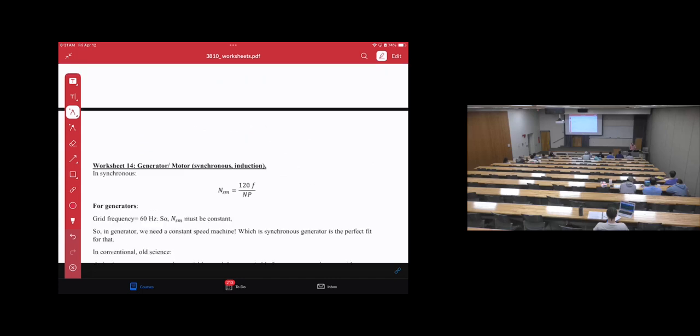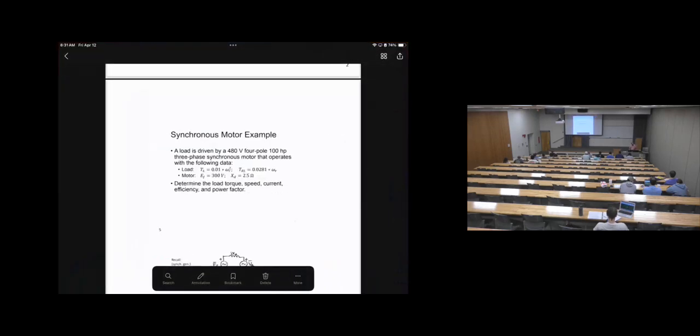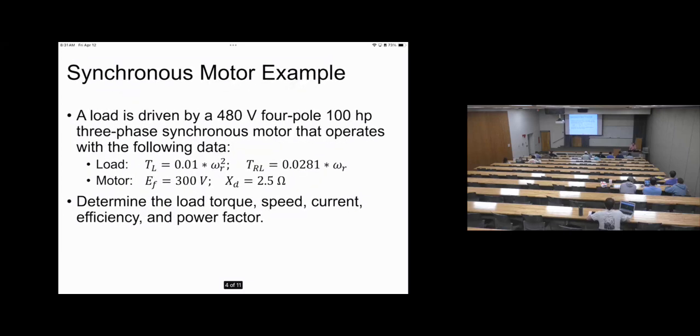So this is the end of this worksheet. Let's go back to the example. Okay, a 480 volts, 4-pole, 100 horsepower, 3-phase synchronous motor that's operated at the following condition. Make sure to use the operating condition, don't use the rated condition.